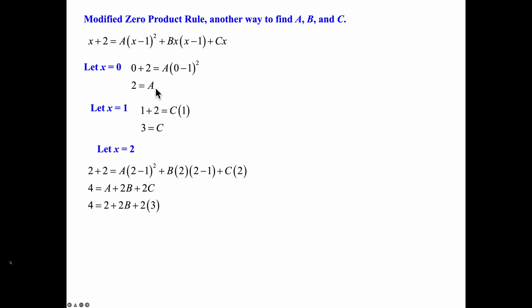Oh, that's right. A was 2. Bring that down for the A. C was 3. Bring that down for the C. So 2 plus 6 is 8. Subtract over the 8. Gives you a negative 4. Divide by 2. B is equal to negative 2. Okay, it's quick up front, but then it could possibly be a lot of number crunching. Okay? It's valid. It works, but not all the time. All right, so that's my linear factor example.